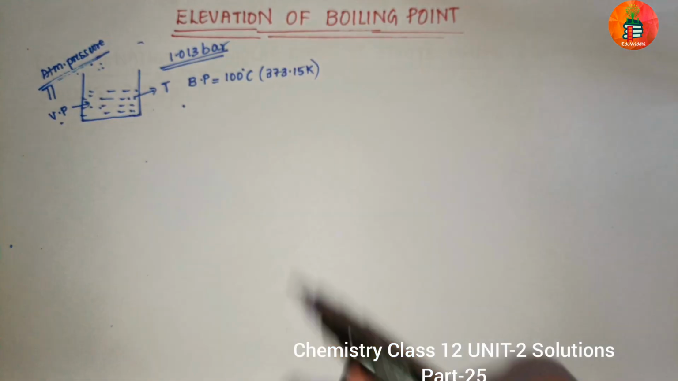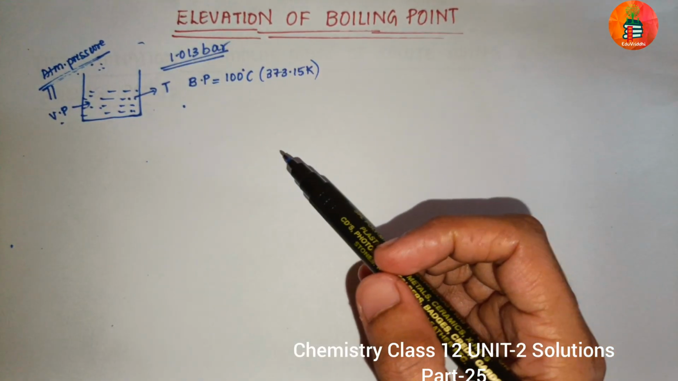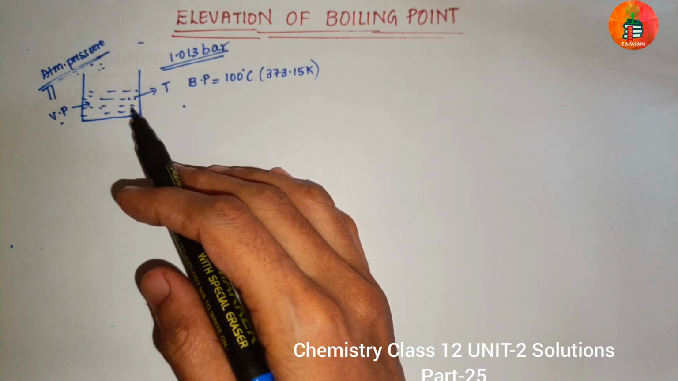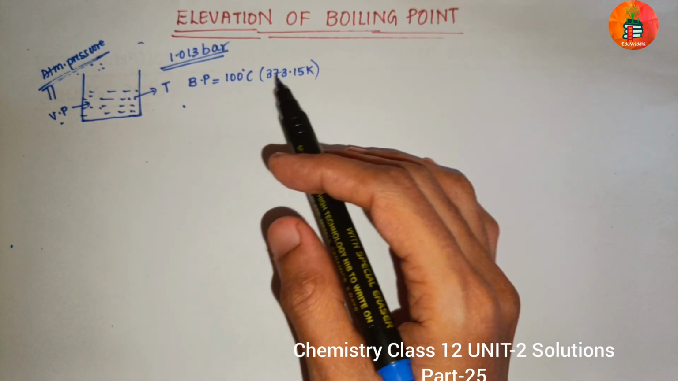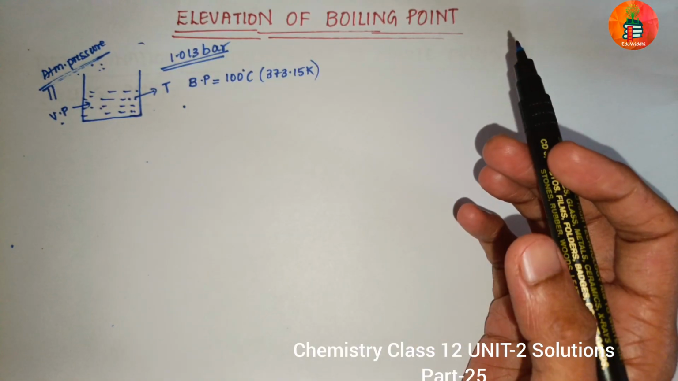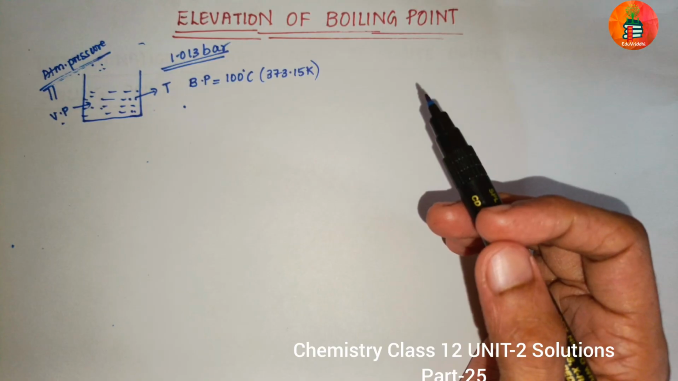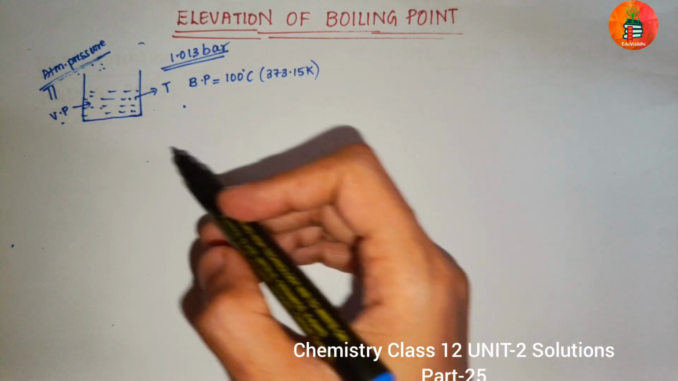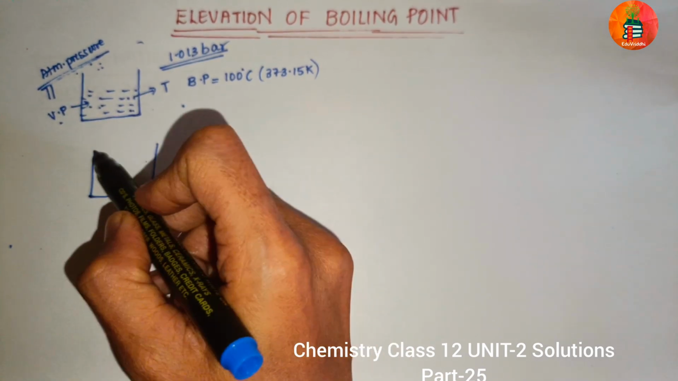Don't bother about the unit. I can take it as 100 degrees Celsius. So this is what usually happens. Each liquid has its own specific boiling point. Like water, which has 100 degrees Celsius, other liquids will have other boiling points. Now we have to see what happens to the boiling point when you add a non-volatile solute into a solvent.